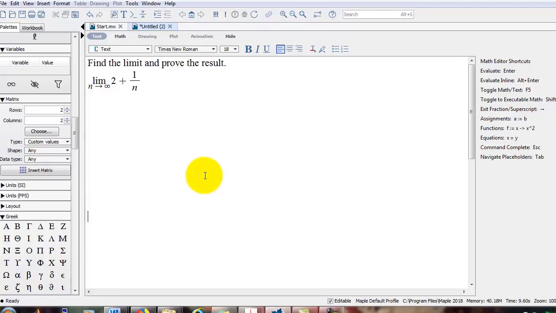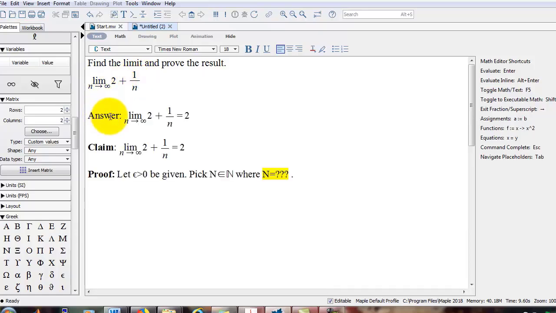Hi, in this problem, I want to talk about how to find the limit and prove the result of the following. The limit as n goes to infinity of 2 plus 1 over n. Using our techniques from calculus, we recall that when n goes to infinity, quantities like 1 over n trend towards 0. So the result here is going to be 2.